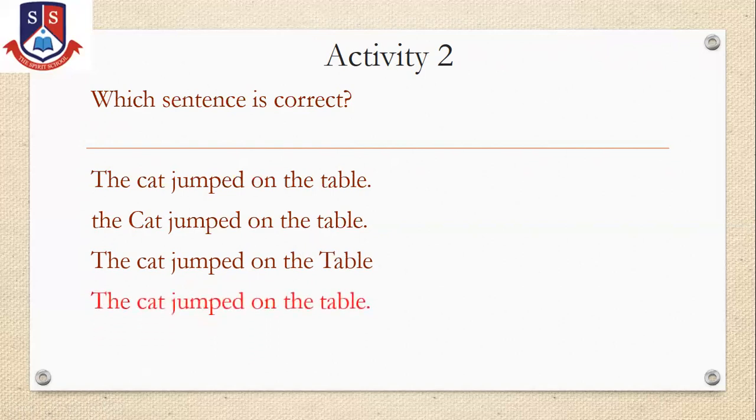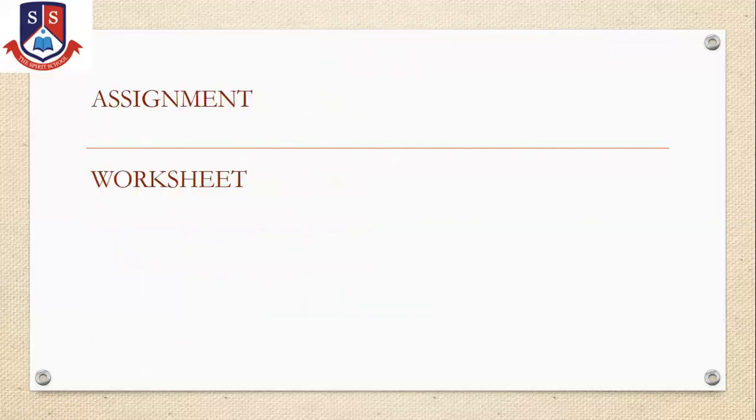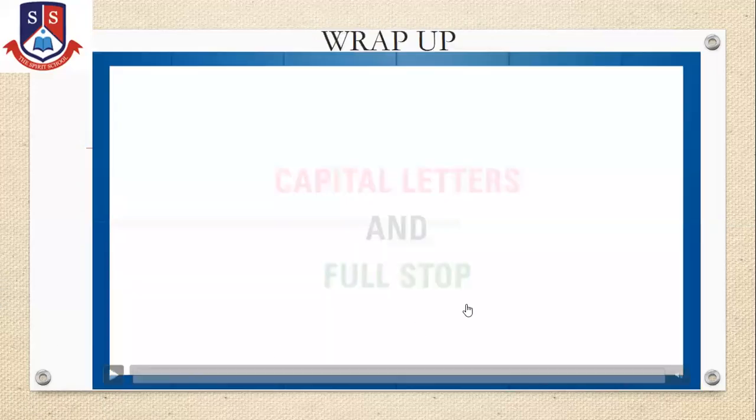So the correct sentence is the first one, The cat jumped on the table, because it is beginning with the capital letter, it is ending with the full stop, and there is no other proper noun or special name of a person, place, or thing that must be written with a capital letter. So students, this was all for today's lesson. I hope you have learned a lot from it. And for today's assignment, you are going to do the worksheet that is attached with this lesson. And we are going to wrap up this lesson by watching this video just to refresh what we have learned for today.